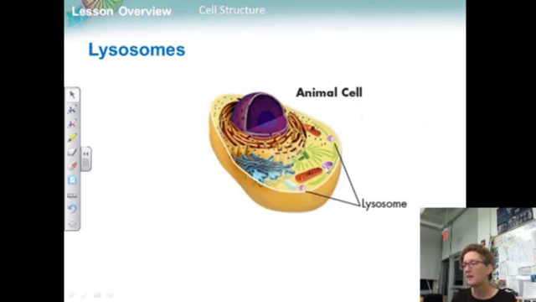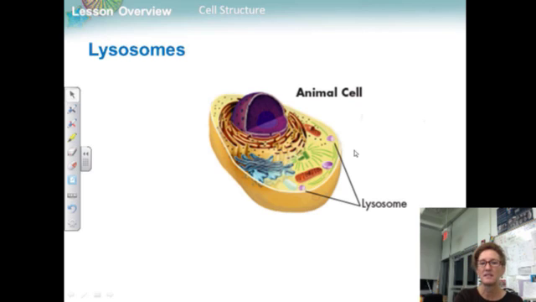Lysosomes are also involved in breaking down other organelles that have outlived their usefulness. So maybe they're just not functioning properly, and the lysosomes can go along and eat them up. Biologists once thought the lysosomes were only found in animal cells, but now it's clear that lysosomes are also found in a few specialized types of plant cells also.